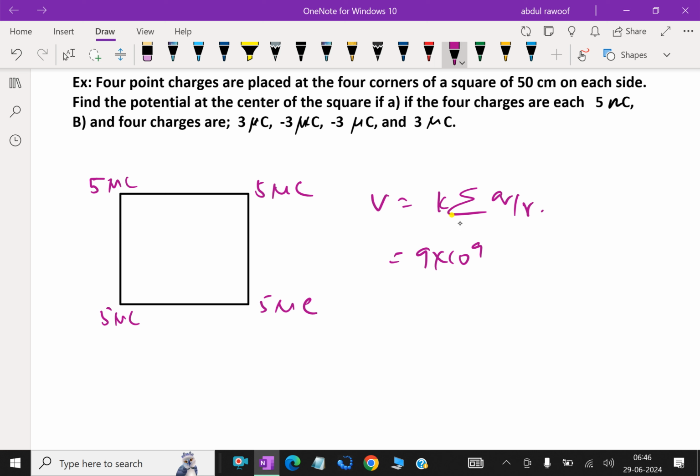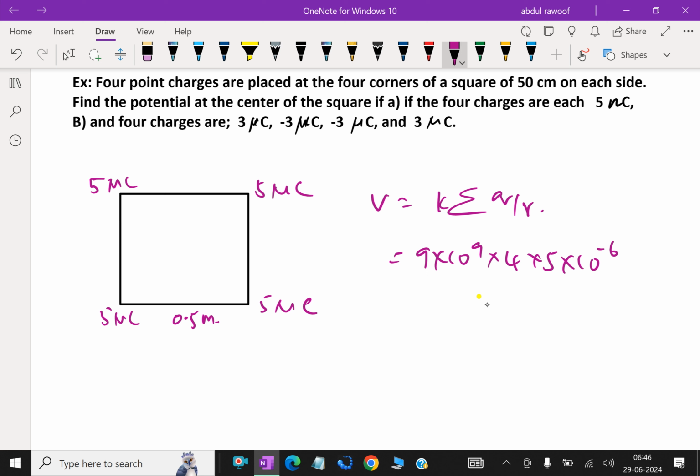Q by R is 4 times, because there are 4 equal charges, 4 times 5 into 10 power minus 6, that means microcoulomb. 5 microcoulomb is 5 into 10 power minus 6 coulomb, and 4 is equal because both sides are equal, and each side is 50 centimeters, 0.5 meter.